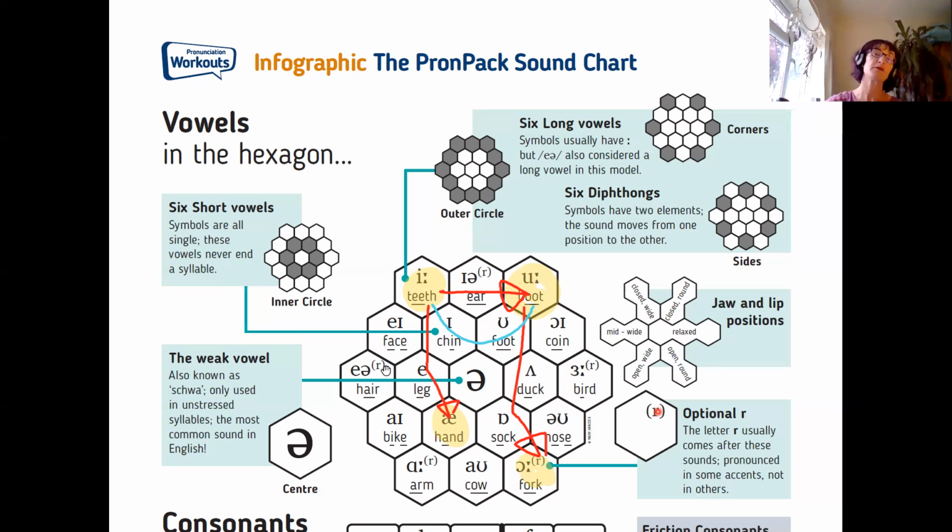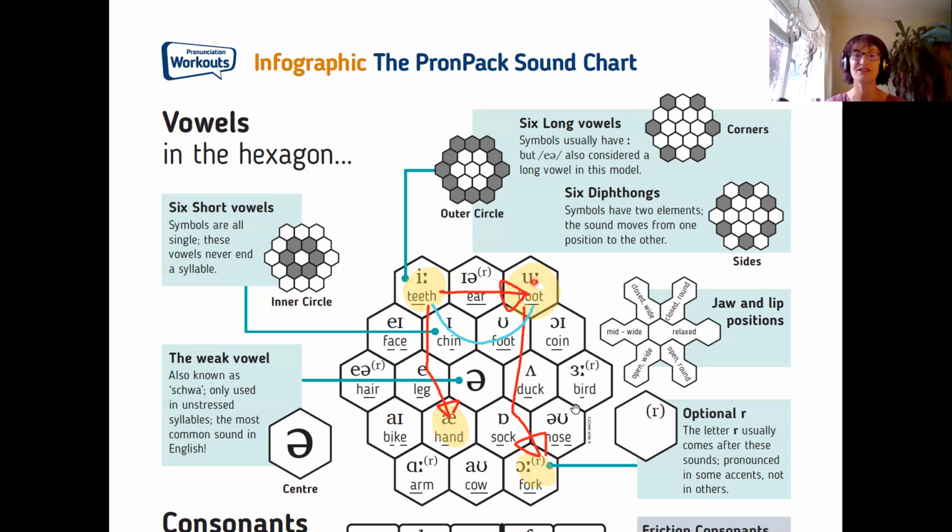So I hope that was interesting. I'm quite fascinated by this. I think it's a very smart way to organize what can often feel like a lot of information for people. If you've got any thoughts, any comments, any questions about this, please do ask me. I absolutely love teaching pronunciation.